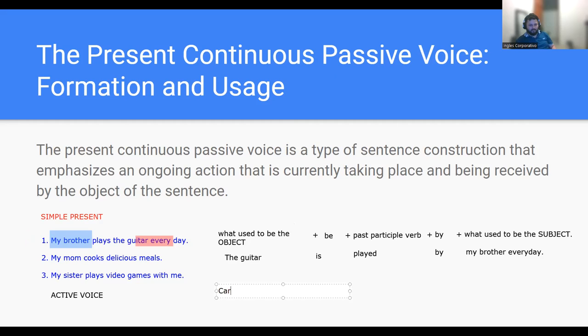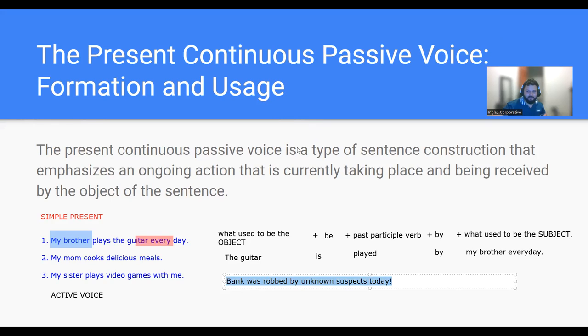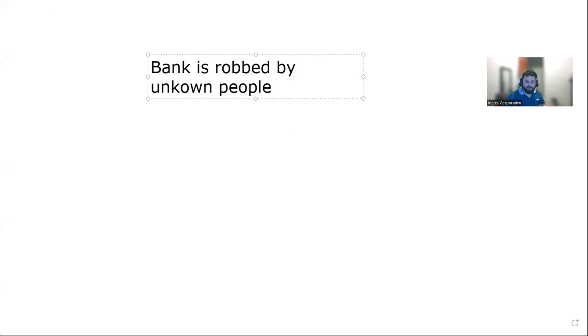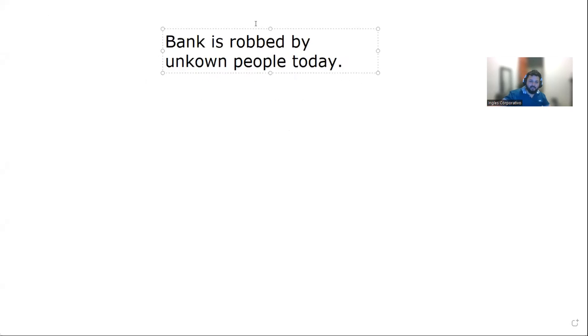You can say car crash, right? Hold on, you can say bank was stolen. No, not stolen, right? Bank was robbed by unknown suspects today, right? So see, when you are talking in real life, and keep sending me your examples, guys, okay? When you're talking in real life, do you talk like this? Bank is robbed by unknown people today. Is this how you talk in real life?